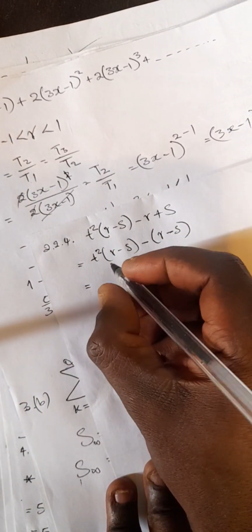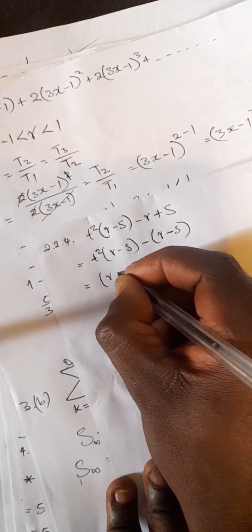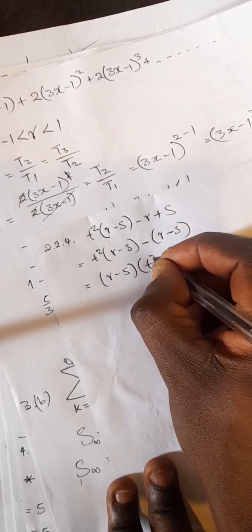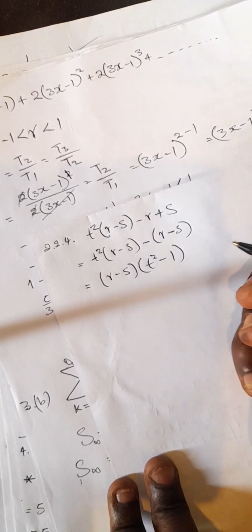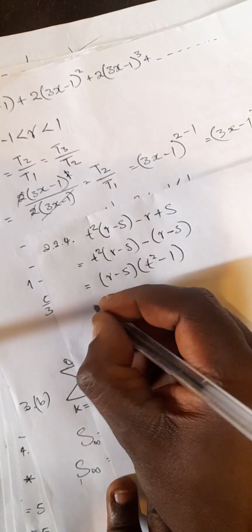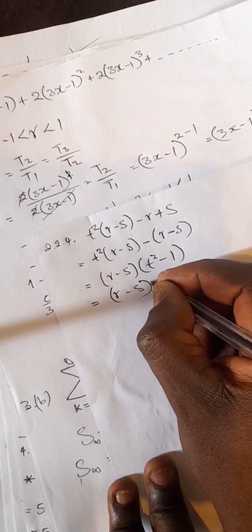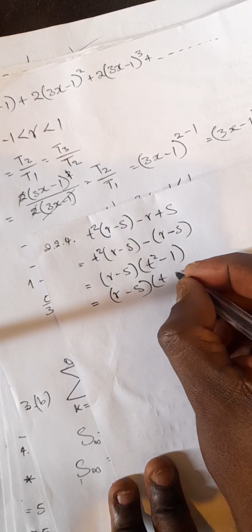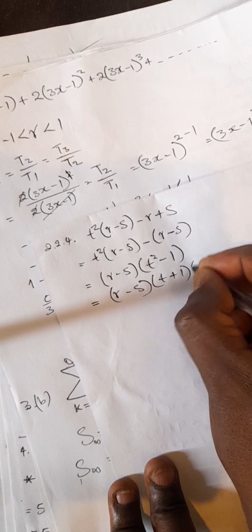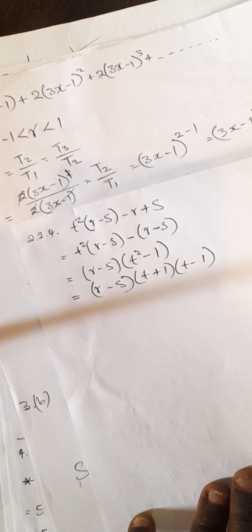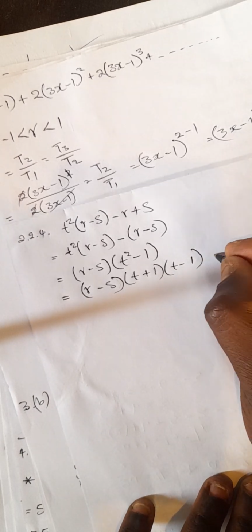Next step, take out the common factor of r minus s and remain with t squared minus 1, right? This is the same as r minus s, t plus 1, t minus 1, right? And you are done for 4 marks.